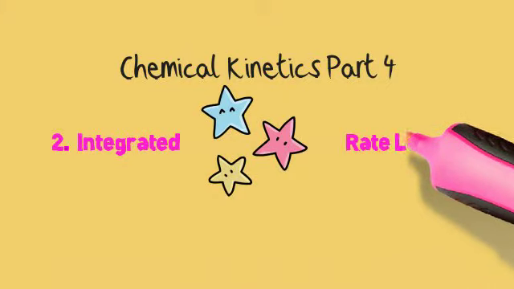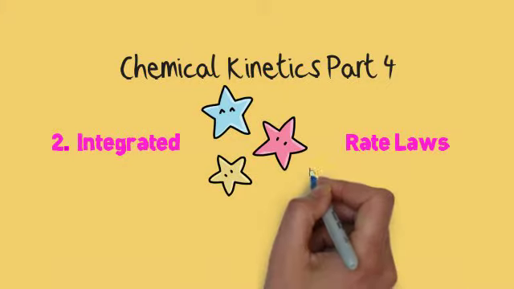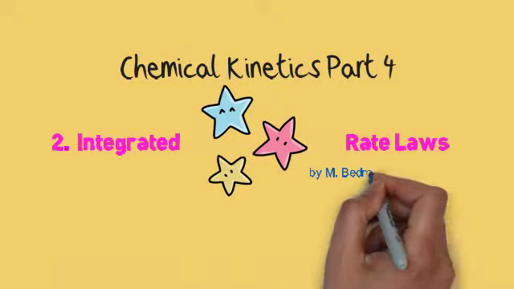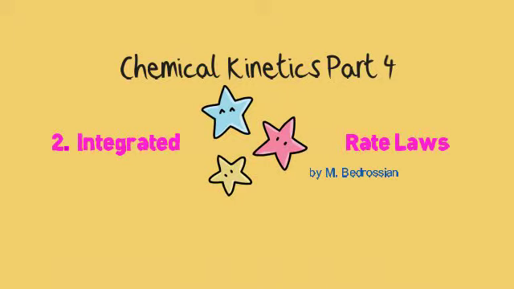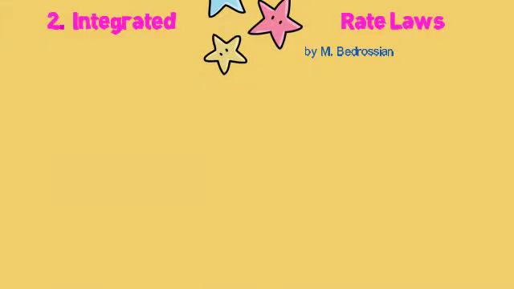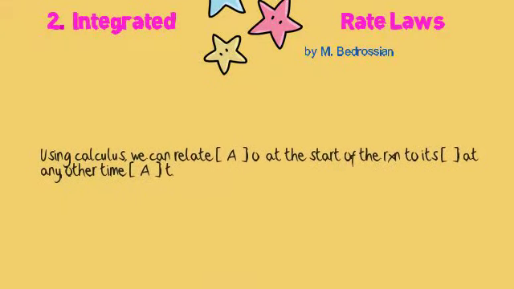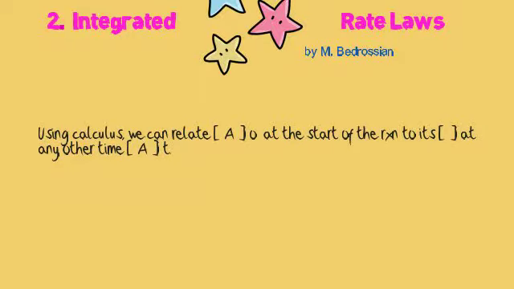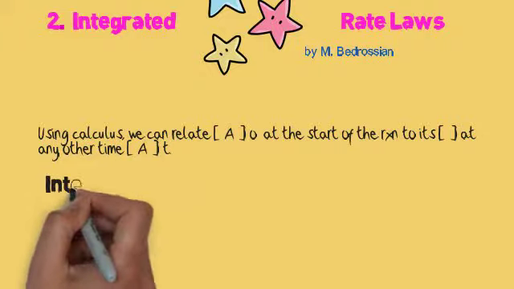It's called the integrated rate law. There's another one called Arrhenius. Please take a look at that in the chapter. So using calculus, we can relate the concentration of A, this is the reactant, at the start to its concentration at any other time. And that's usually delineated with a T.